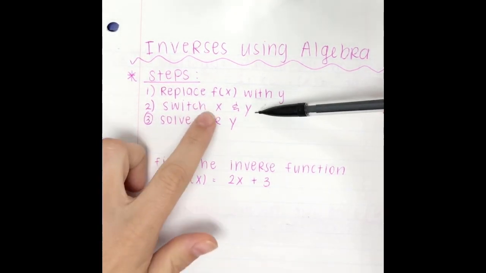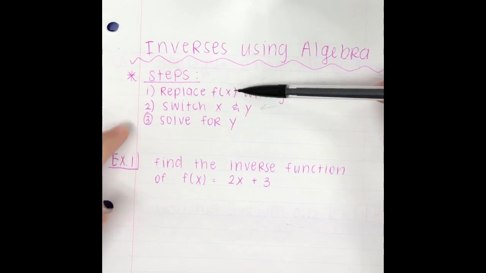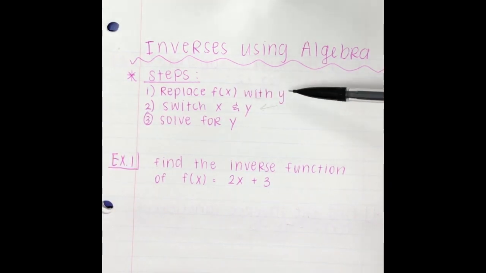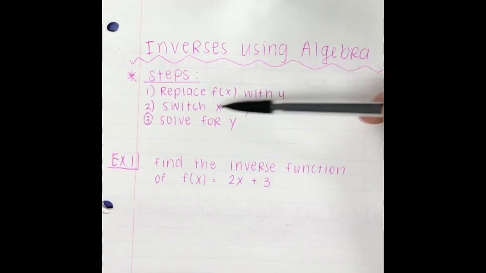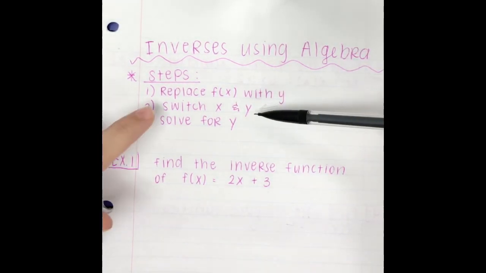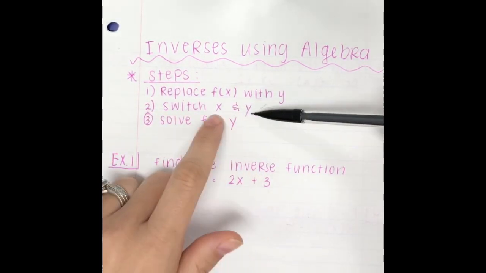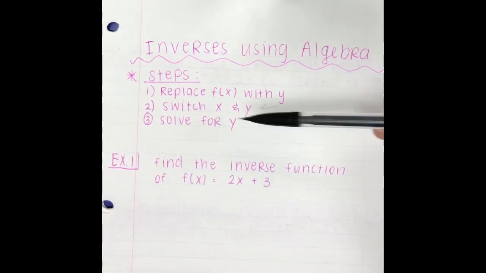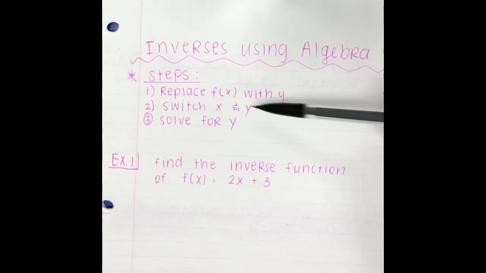Since we're gonna switch the x and the y, I would always replace f of x with y. Sometimes it'll already be y, sometimes it could be g of x, but always make it a y so that you can focus on switching the x and the y. Once you've switched your x and your y, then you're gonna solve to get y by itself again.